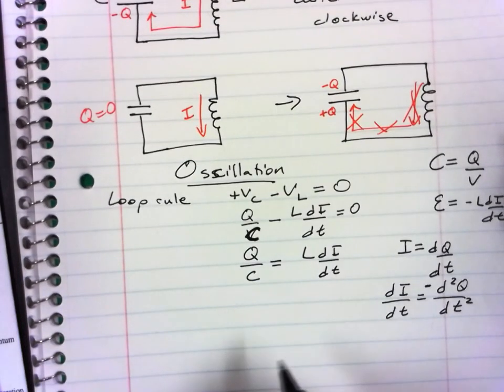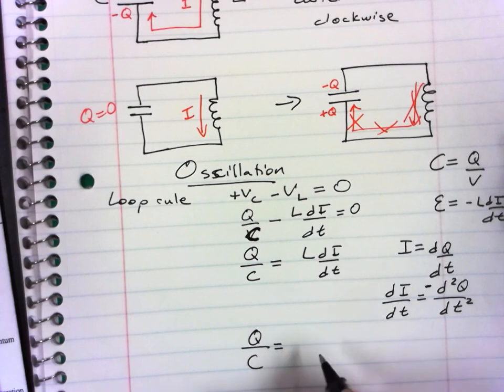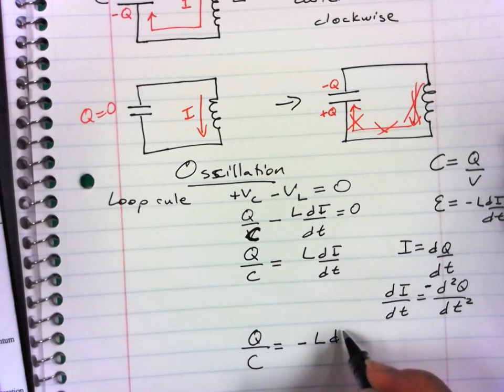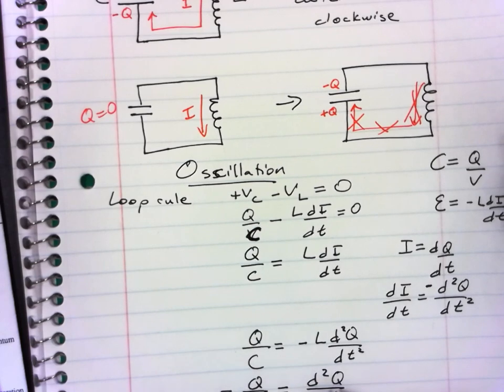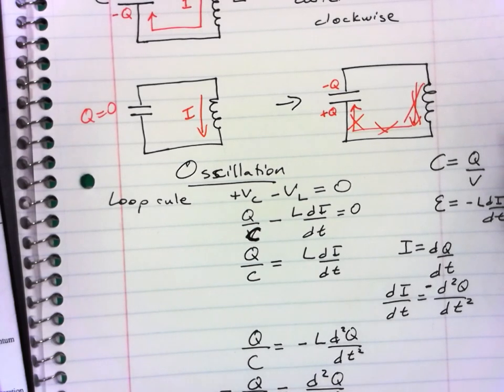So now I can put this in here, and I can write Q over C equals negative L d squared Q over dt squared. One last thing, I'm going to isolate this term. I'm going to divide by L and move the negative sign to the other side. I'm going to leave it the exact same way. So I'm going to have negative Q over LC equals the second derivative with respect to time of Q. Now I want you to hold on to that while I remind you of an old thing.